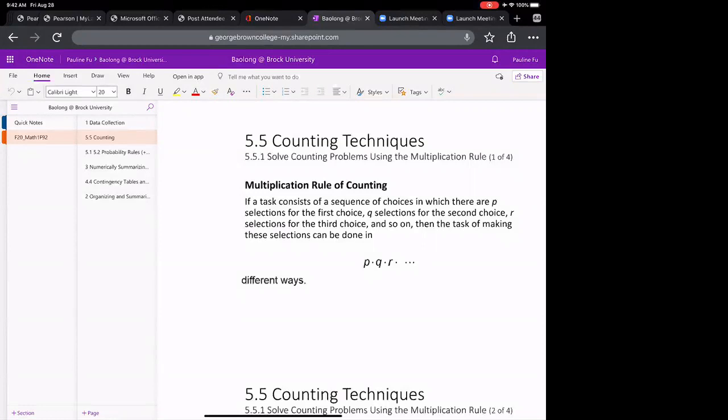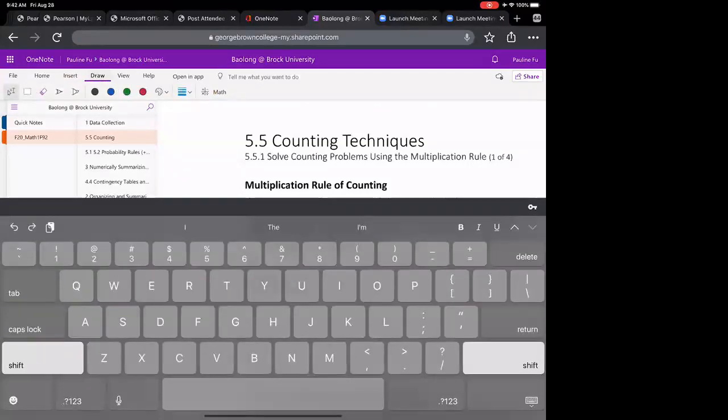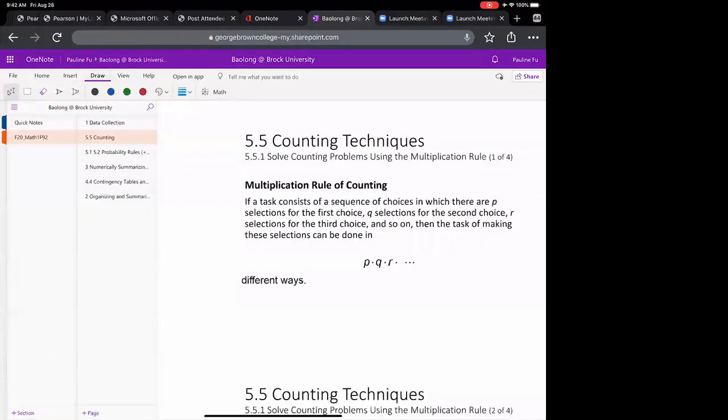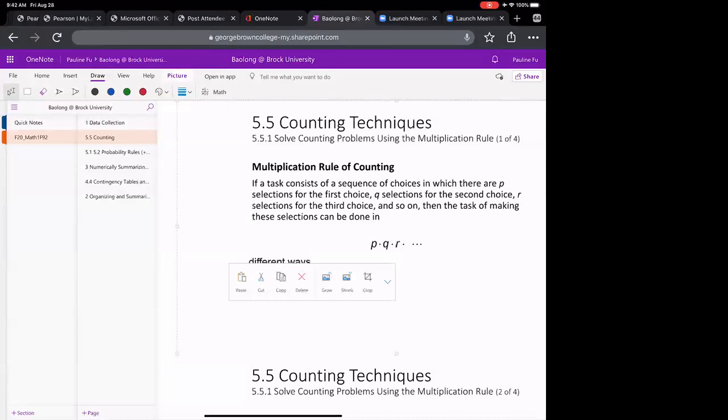For example, if you want to go from point A to point C, you are going to pass through point B. There are 2 different ways from A to B, and 3 different ways from B to C. So how many total ways can you get from point A to point C? It is 2 times 3.